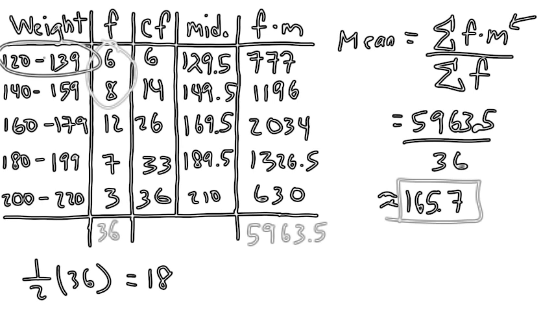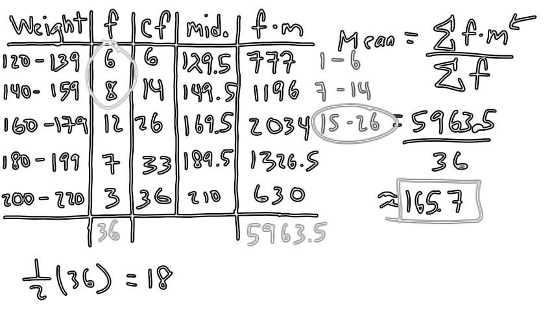Now this interval is for the first 6 students. So if we were to write a range, it would be from 0 to 6, or technically from 1 to 6. Now this next interval covers a range of 7 to 14. You start with the next number and you stop here. Now, the interval from 160 to 179 starts from 15 and it ends in 26. So 18 is in this interval, which means that the median is also located in this interval as well.